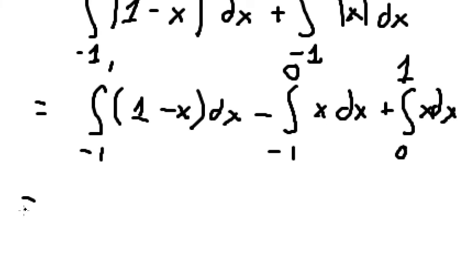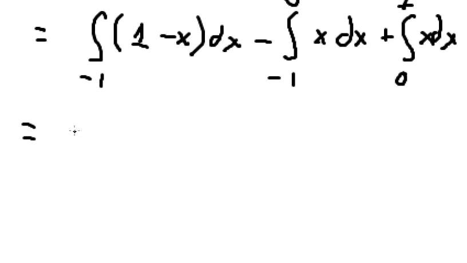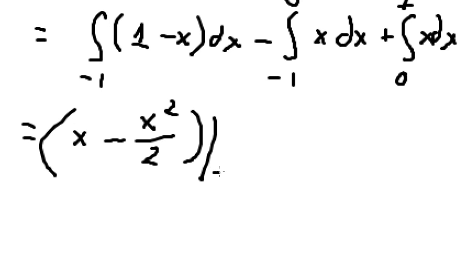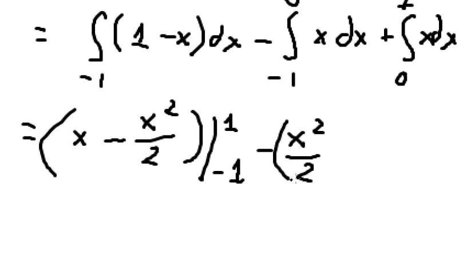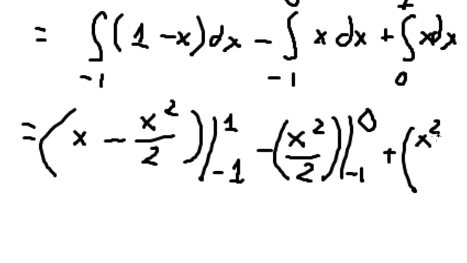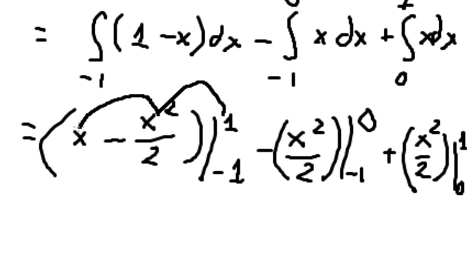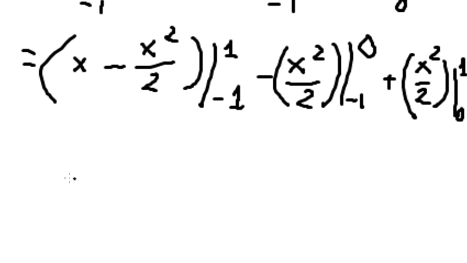Now, the integration of 1 gives you s. This one, we have s squared over 2. And we put the bounds from negative 1 to positive 1. This one, we have s squared over 2 from negative 1 to 0. This one, we have s squared over 2 from 0 to 1. Now, we put the value 1 in here, and negative 1 in here.